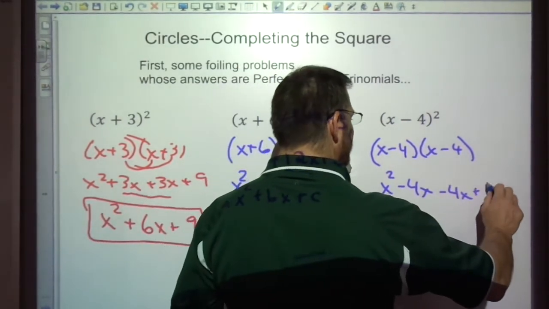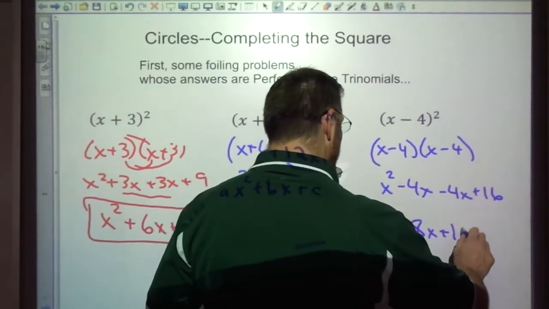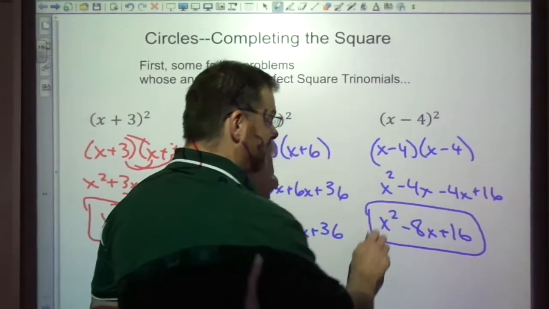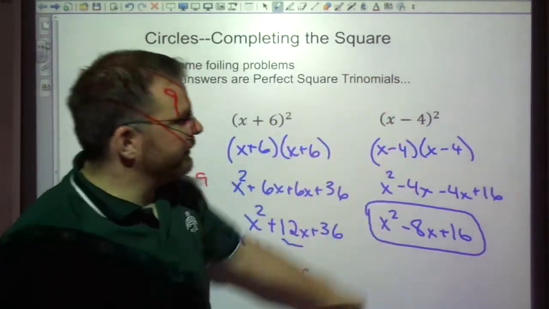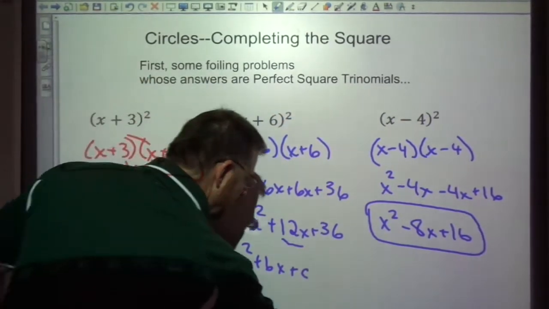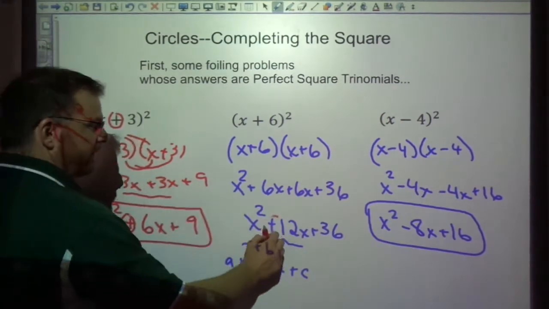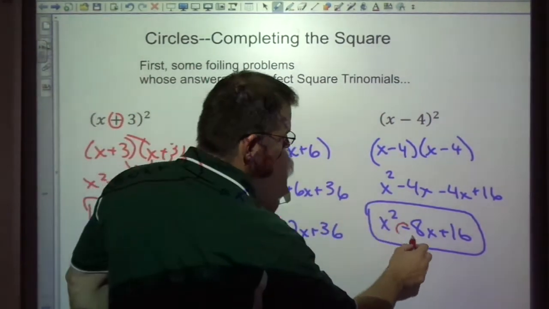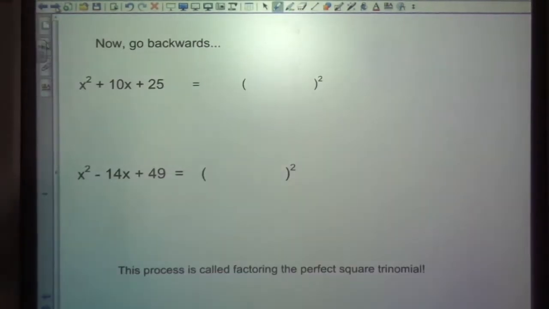Okay, here, (x − 4)(x − 4), we have x squared minus 4x minus 4x plus 16. So again, this number is half of 8 and the square root of 16. Now you notice these are positive, this one's negative, and the change is that the middle sign is the same as whatever this sign is. So this is negative, this is negative. The signs match up.